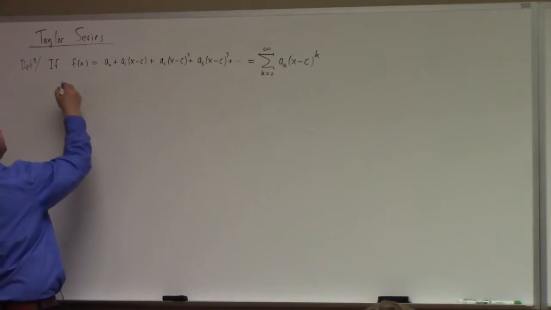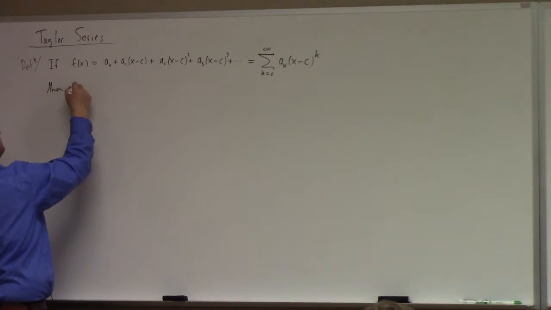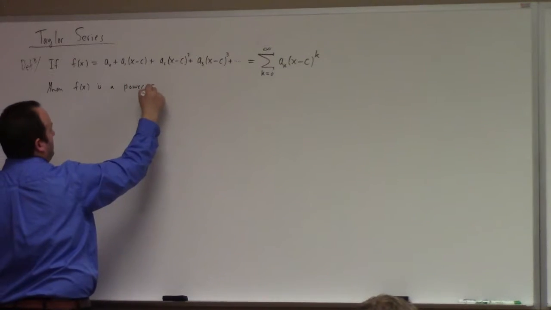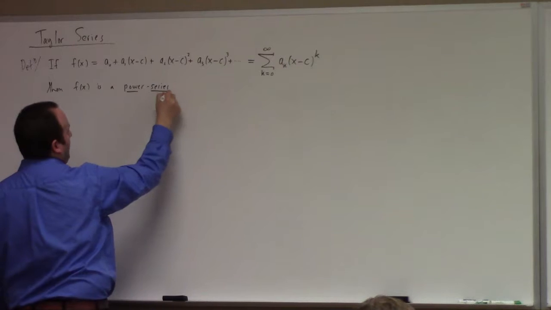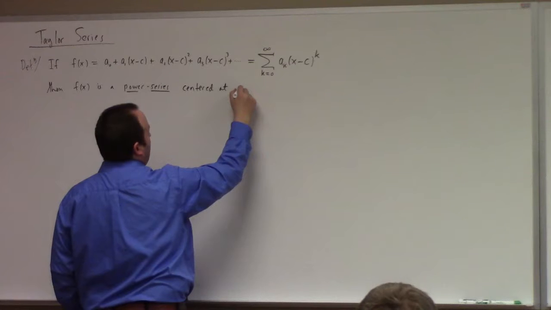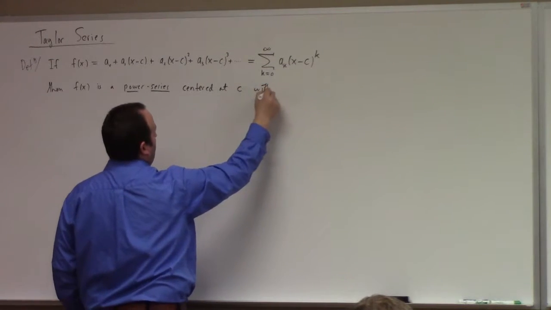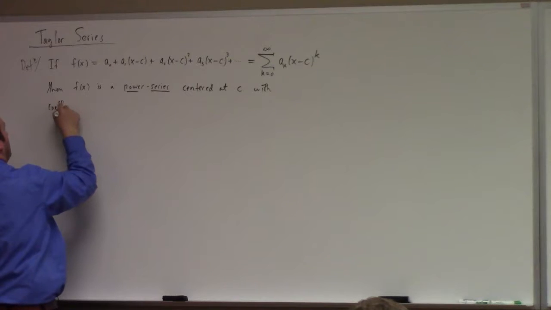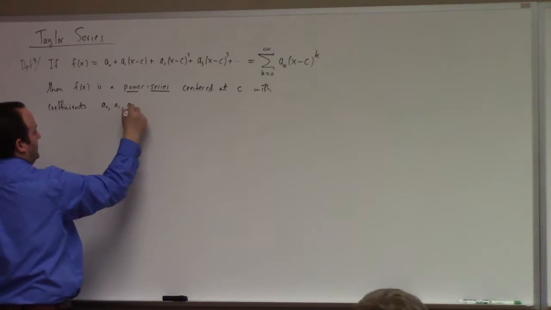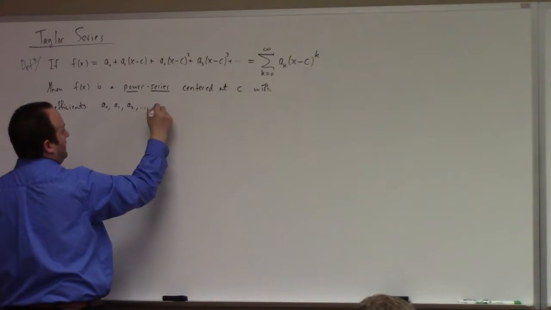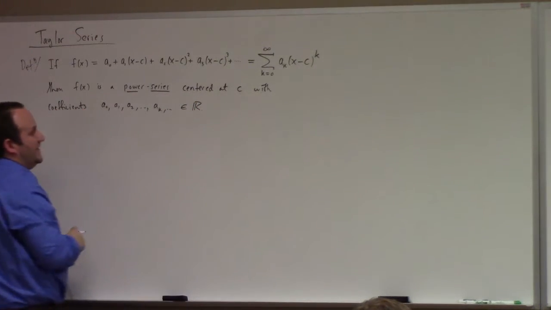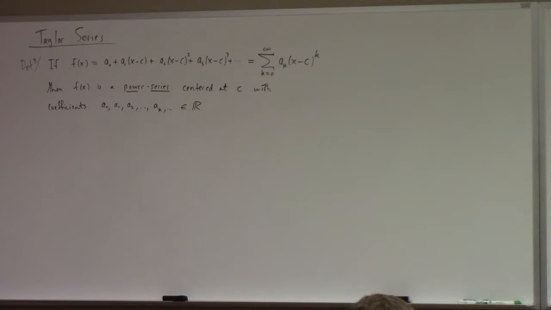This is said to be, f of x is a power series centered at c with coefficients a naught, a1, a2, dot, dot, dot, and so forth, in the reals. That's part of the definition. The coefficients have to be real numbers. C has to be a real number.